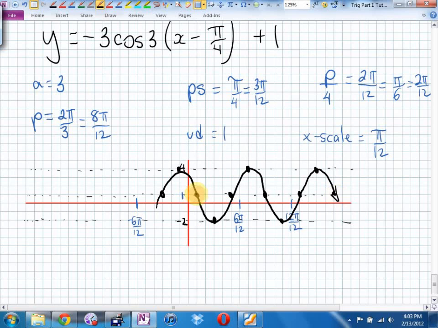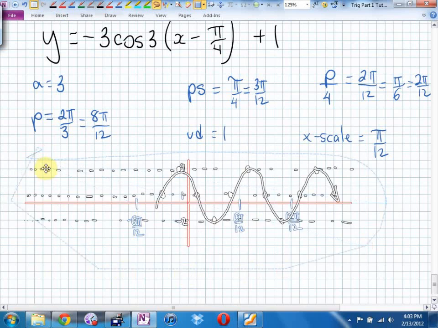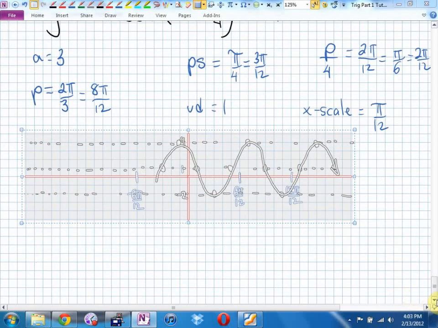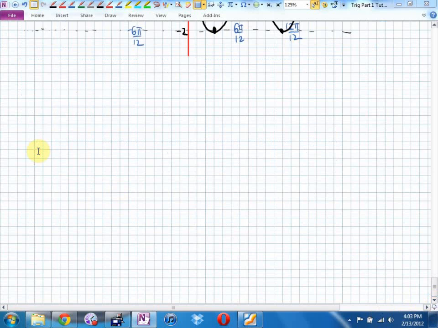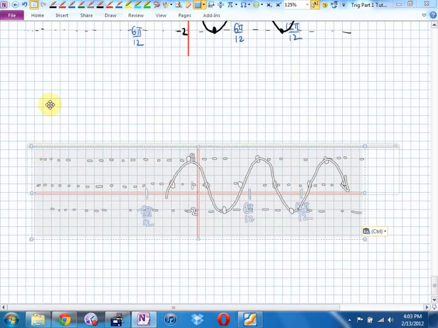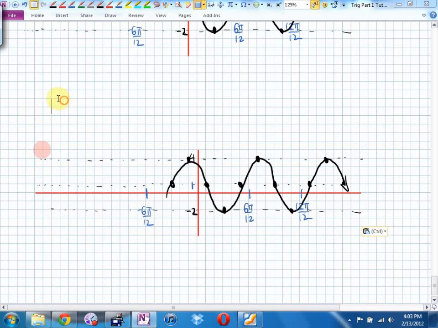Yep. So instead of starting here, I'm trying to think of... Oh, sure. I can do this, Mr. Dueck. I don't want to gum this up, so I'm going to go copy. Let's repaste it down here. Same equation, but negative 3 sine.